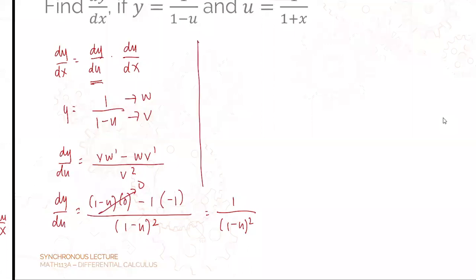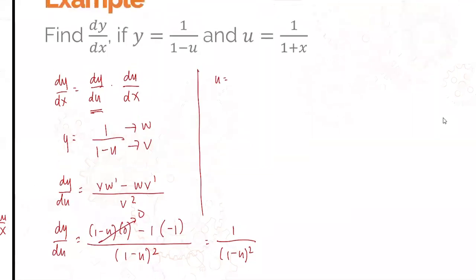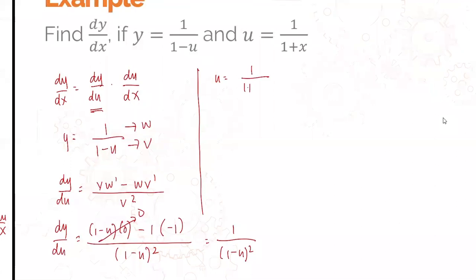Then, yung du over dx natin, so meron tayong u is equals to 1 over 1 plus x. So, ang du over dx natin will be equals sa, so same nung kanina. So, diretsong derivation na lang to. So, v times yung numerator minus v 1 plus x.